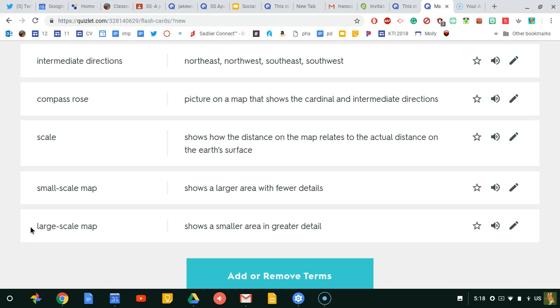If you look at the next one, the large scale map, it shows a smaller area in greater detail. So a large scale map shows a larger amount of details. Okay?